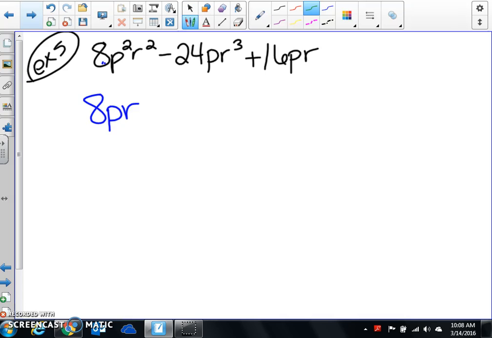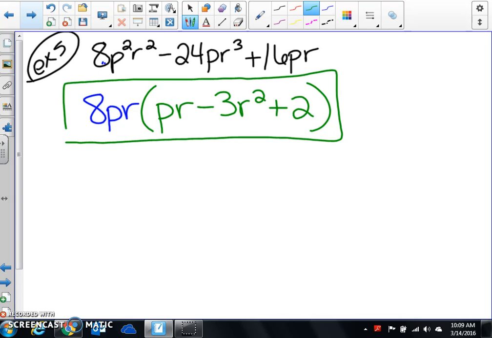All right, so now I've got my parentheses. 8 divided by 8 is 1, so that is just there. I had 2 P's, I took 1 out, so I'm left with a P. I had 2 R's, I took 1 out, I'm left with an R. Negative 24 divided by 8 is negative 3. I had a P, I took it away. I had 3 R's, I took 1 R away, so I'm left with 2 R's. A positive 16 divided by 8 is a positive 2. I had a P, I took it away. I had an R, I took it away. And there we go.